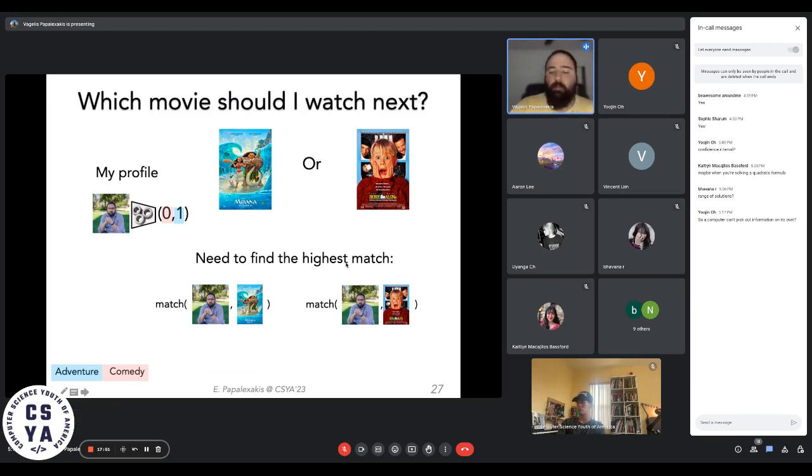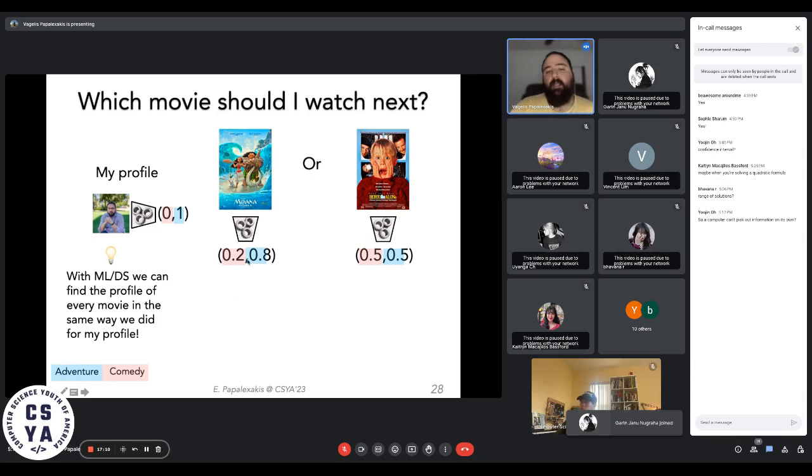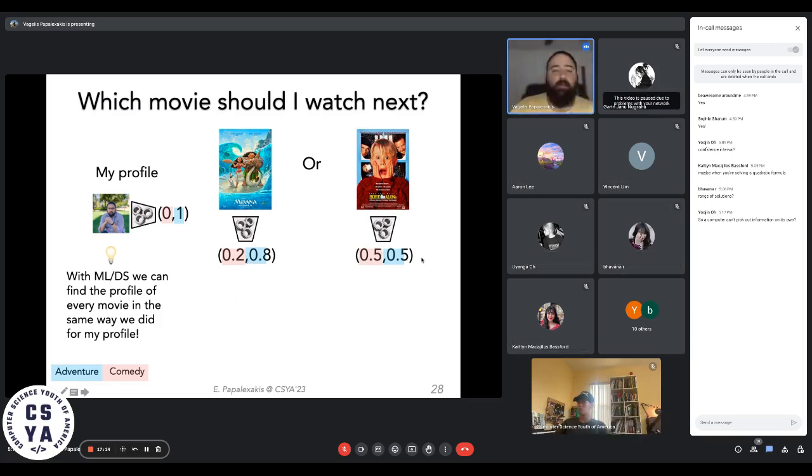And how do we compute this match? Well, this is how we're going to use those dimensions. Let's say this machine learning algorithm told us Moana is 0.2 comedy, 0.8 adventure, and Home Alone is 50-50 comedy and adventure. And this is my profile.